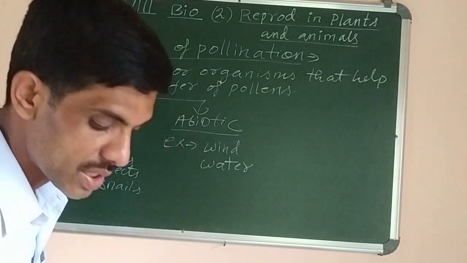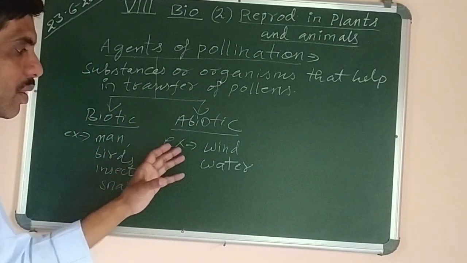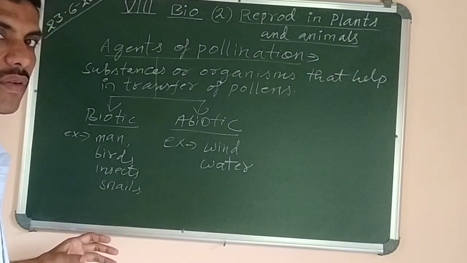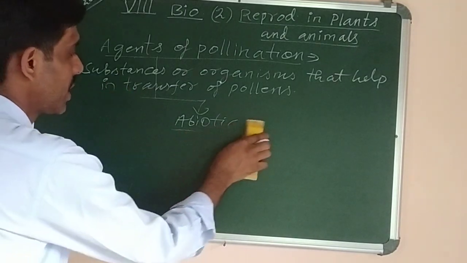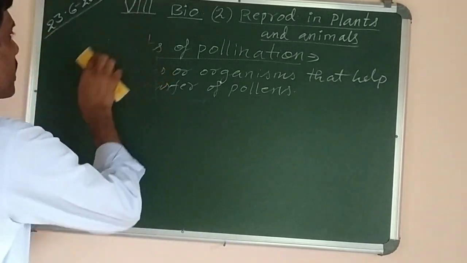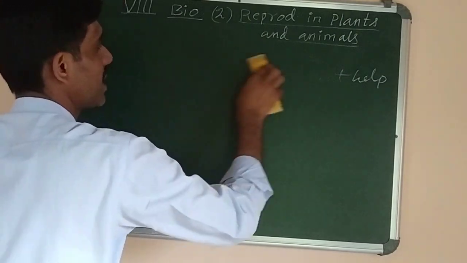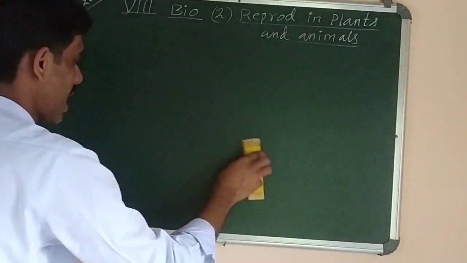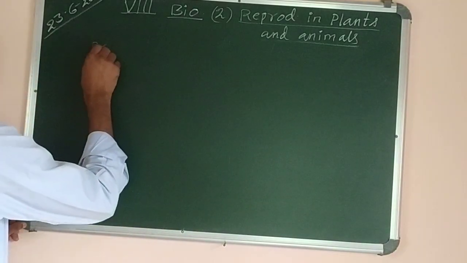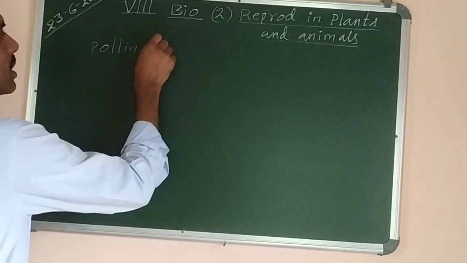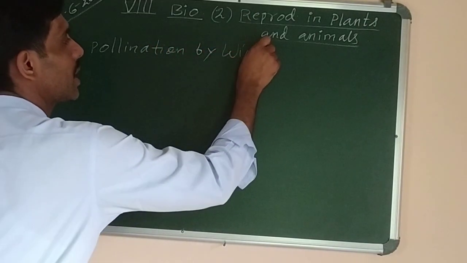Now, next we will study about the characteristics of flowers which are pollinated by wind, water and insects, and then fertilization. So let's study some of the characteristics of flowers which are pollinated by wind. We will start with wind first, okay? Now, you know that in the maize plant, the male flowers are present. Pollination by wind. Wind is an abiotic agent.